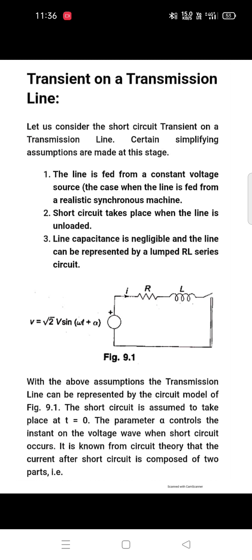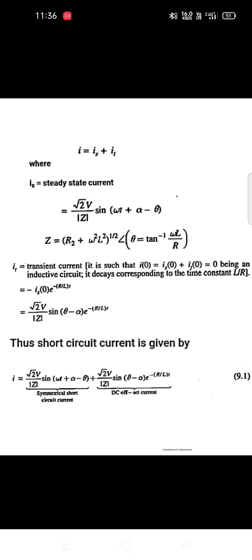It is known from circuit theory that the current after short circuit is composed of two parts. Which two parts? First is i_s and second is i_t. i_s is the steady state current and the second one is the transient current. The steady state current is equal to root 2 V by mod of Z times sin(omega t plus alpha minus theta). We know that Z equals (R squared plus omega squared L squared) raised to the power 1/2, and the angle of this Z is theta equal to tan inverse of omega L by R.